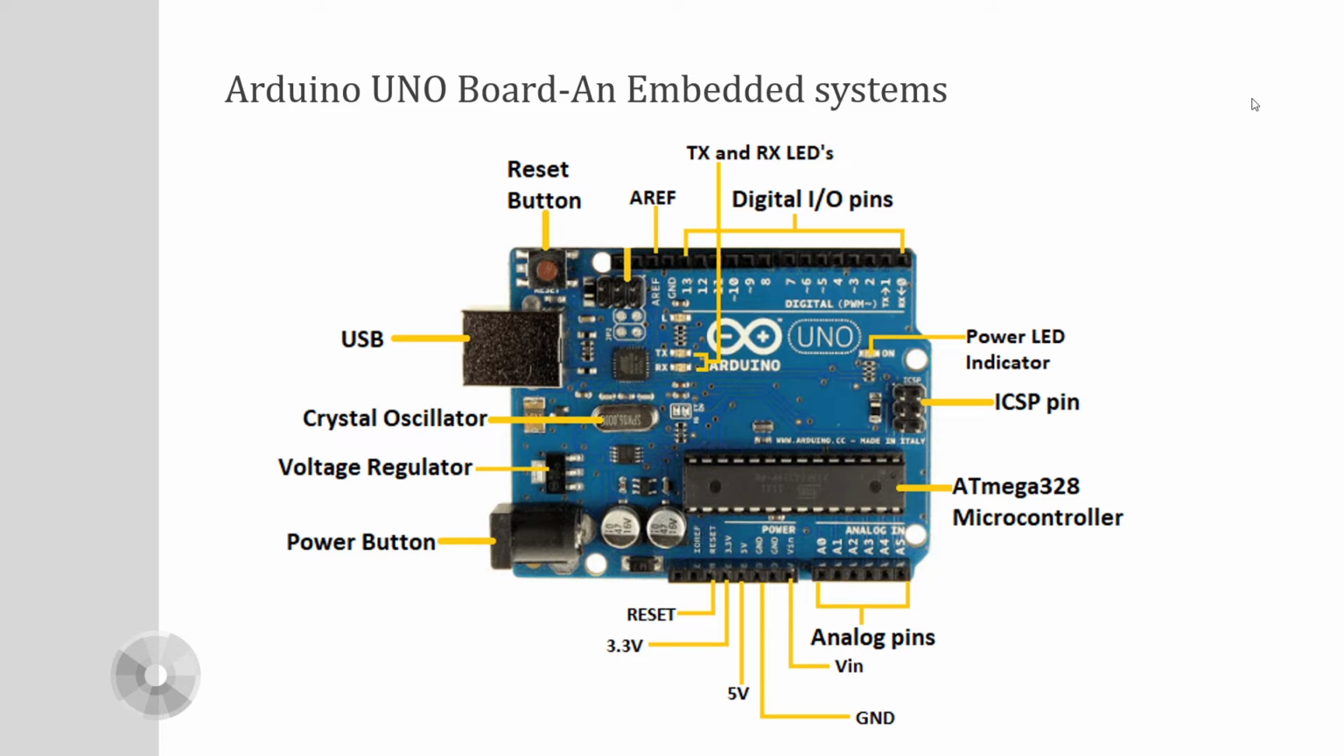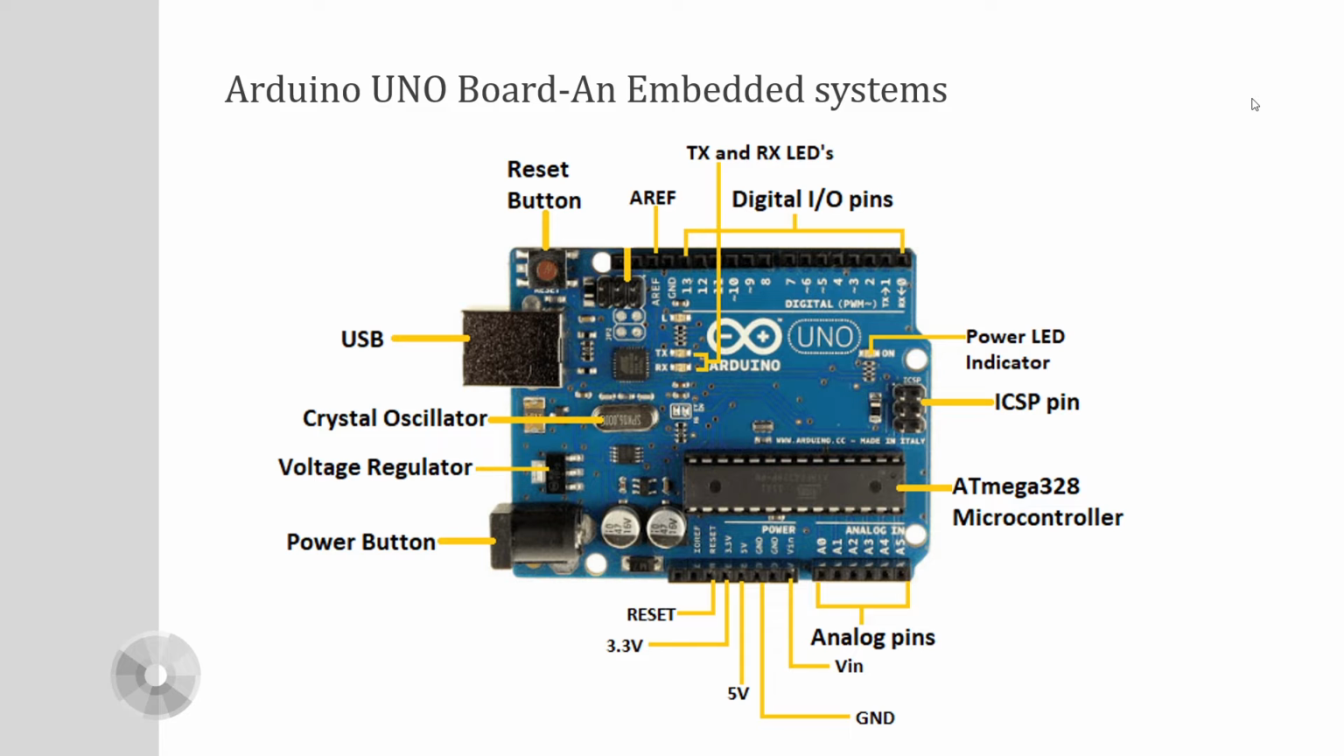Coming to the Arduino board. The Arduino board is also an embedded system used in this project. The Arduino board consists of an Atmega 328 microcontroller. It consists of input-output pins, digital pins, and analog pins. It also provides access to 3.3 volts and 5 volts. It has Vin and ground pins. It also consists of a crystal oscillator, voltage regulator, and a power button, a USB port, and also a reset button.